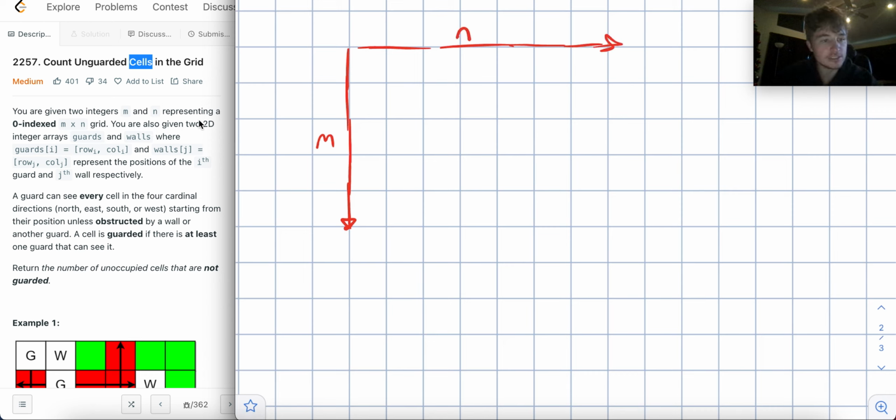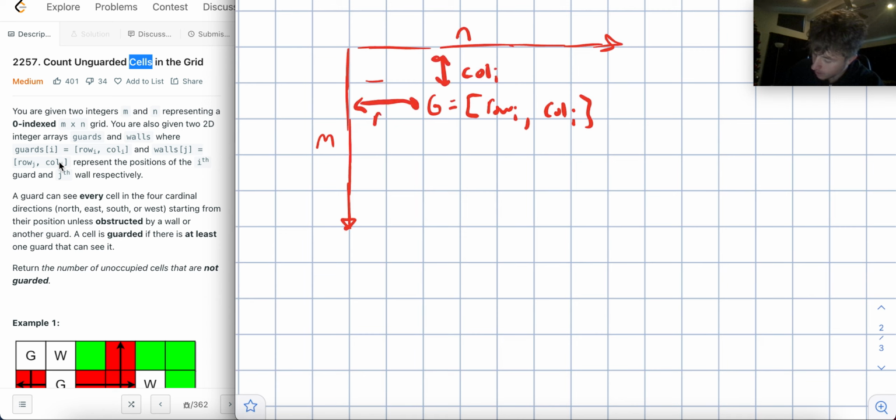Okay, you're also given a 2D integer array guards and walls, where guards of i equals row of i, column of i, and walls of j equals row of j, column of j, right? So you might have a guard in this position, right? And if a guard equals row i, col i, well, that would mean that we're this distance, col i down, and we're this distance, row i to the right.